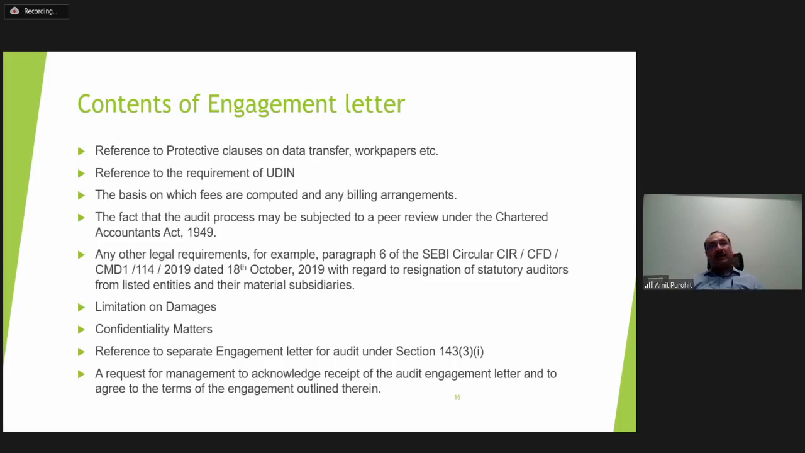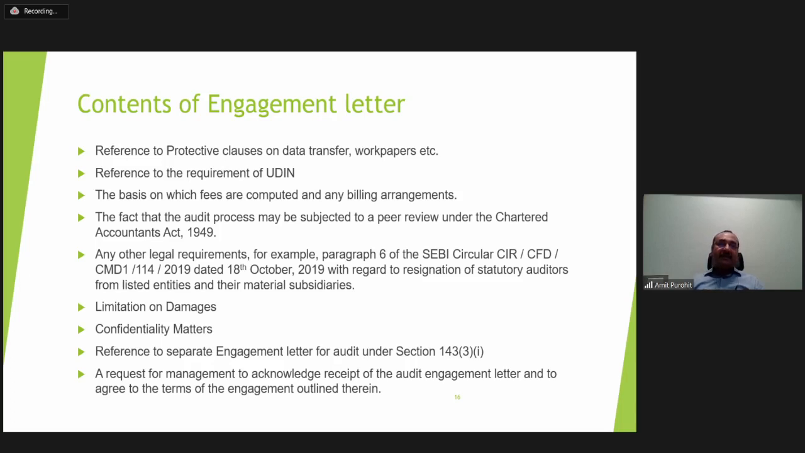The recital in the engagement letter will also have to include how the fees would be computed, what would be the amount of the fees, how the invoices will be raised, and what would be the credit period. Then this is another important point: the audit process may be subject to a peer review under the Chartered Accountants Act 1949. So, for example, if the firm is subject to peer review, then it will clearly mention in the audit engagement letter that since they are subject to peer review, the peer reviewer may, during the course of their peer review, examine the audit working papers and take extracts of the working papers.